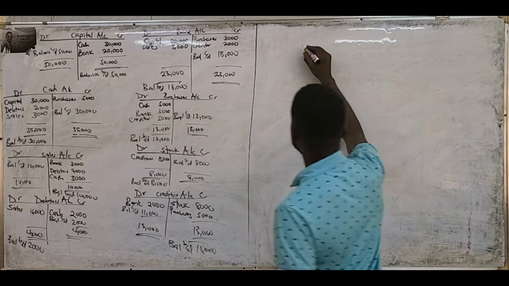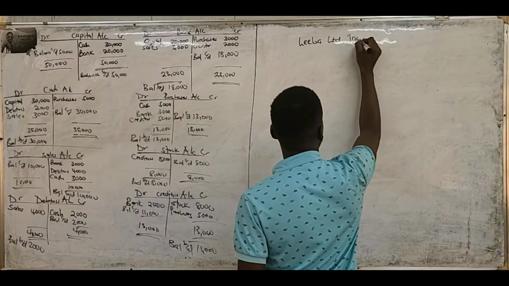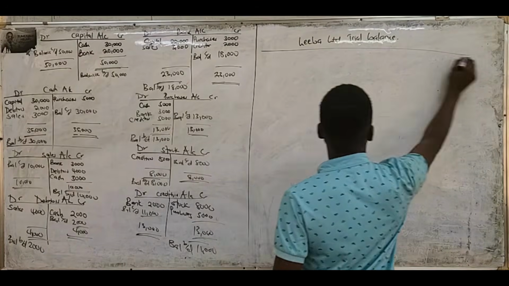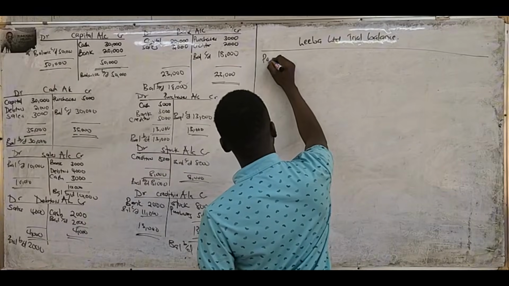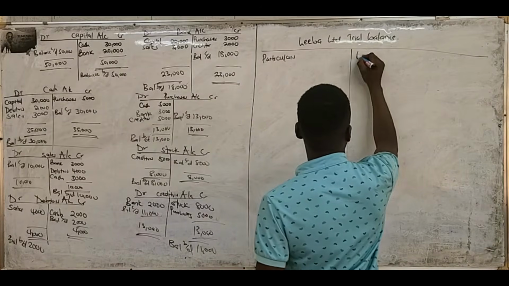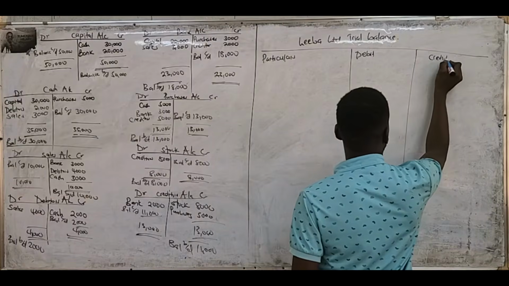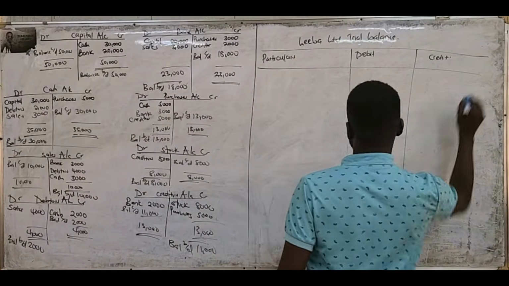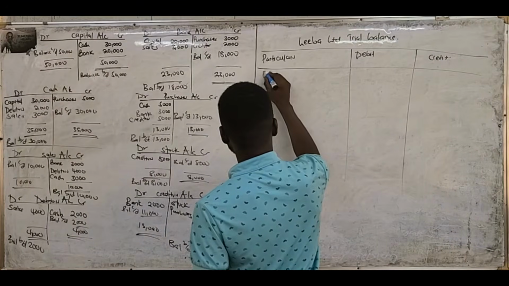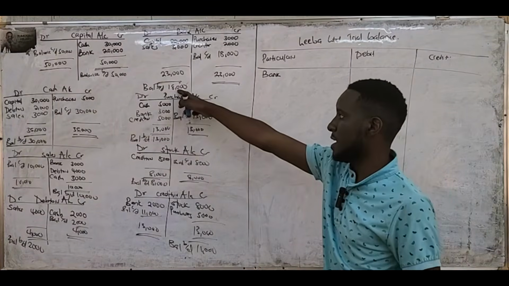So you're going to say Labor Limited trial balance, and so you're going to have here our particulars. Shall have here our debit, and then shall have here our credit. So the very first thing that we're going to begin with is bank. Cash at bank is 18,000 here.